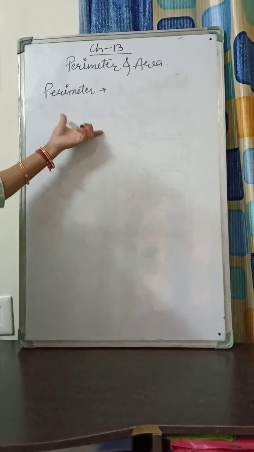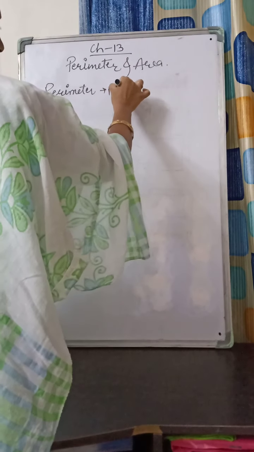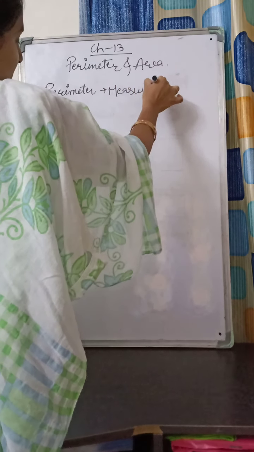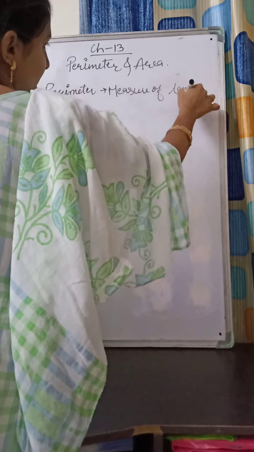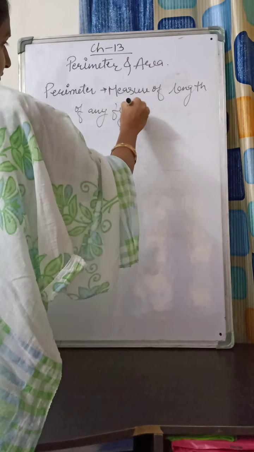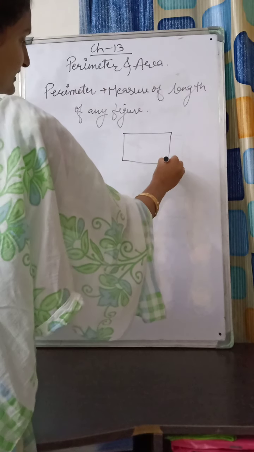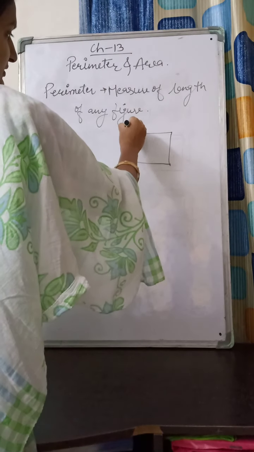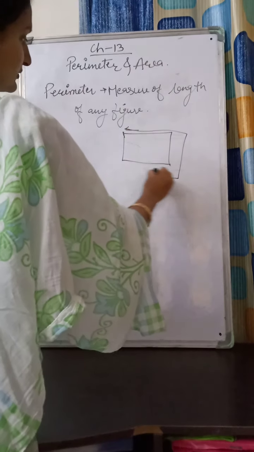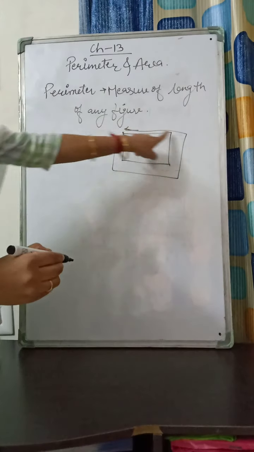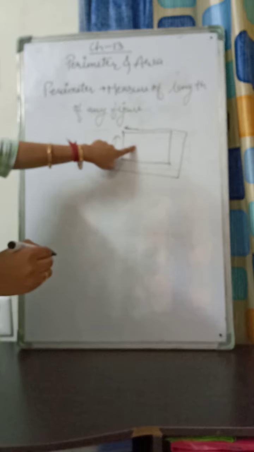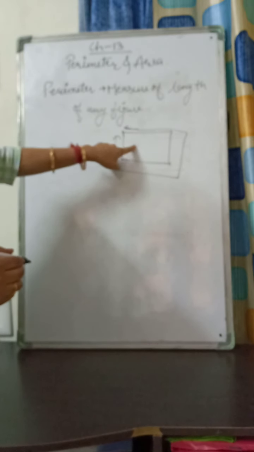What is perimeter? Perimeter is the measure of length of any figure. That means if we are taking a figure like this, we can say that from this point to the whole boundary, this one is the length of the figure.